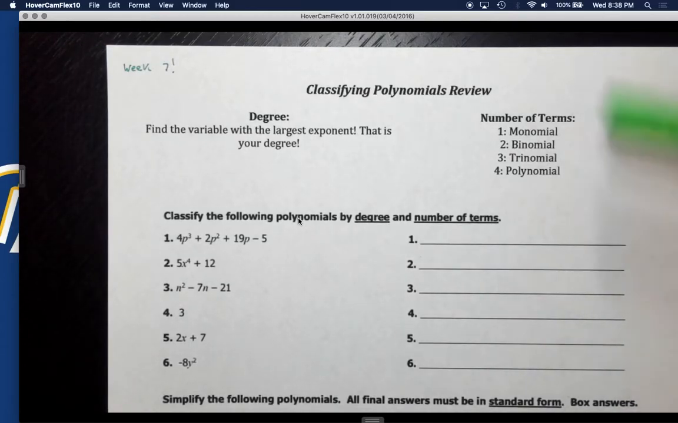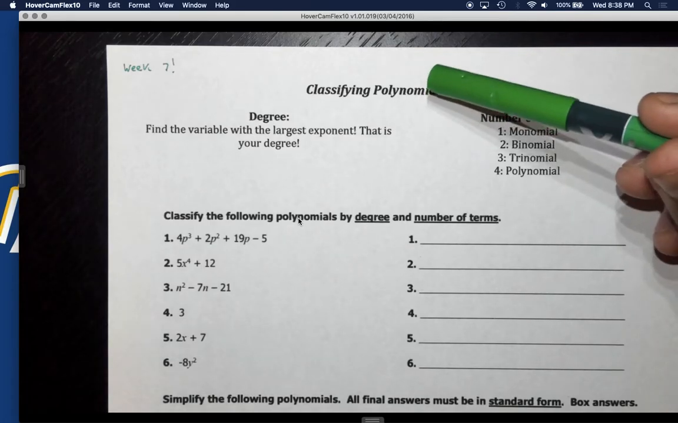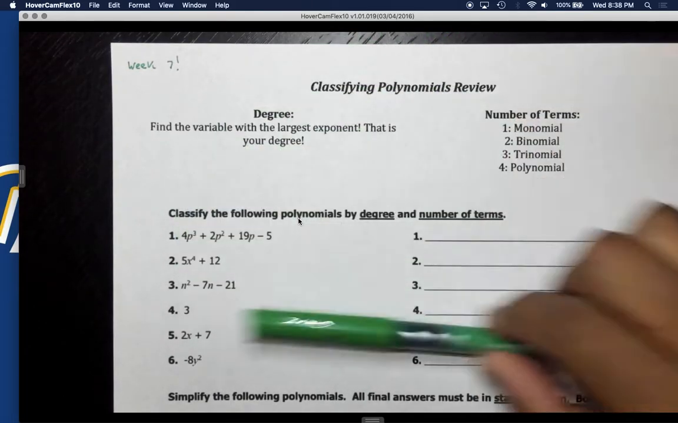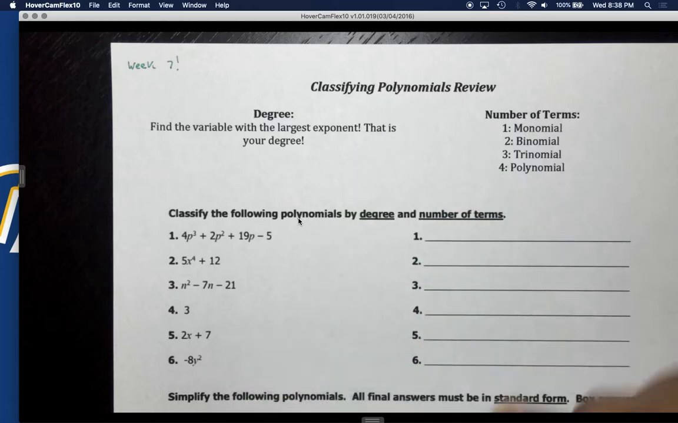So you guys are continuing working on polynomials. What I'm going to do first is review a little bit of how to classify polynomials, and then go from adding and subtracting. My understanding is that you guys are still going to be practicing adding and subtracting. Next week is multiplying, so next week I'll cover one with multiplying.